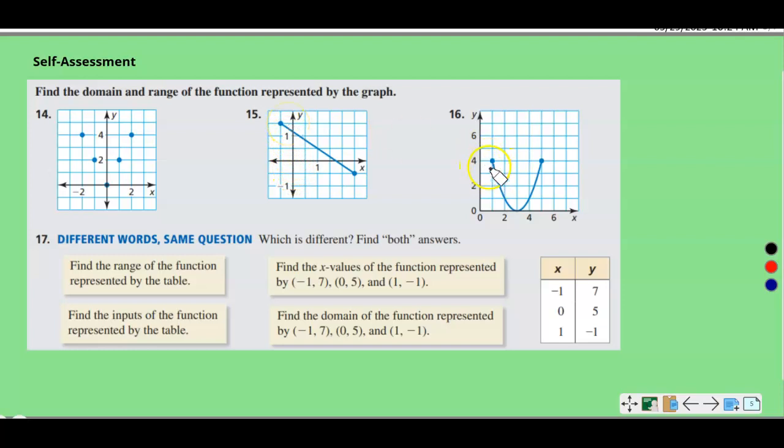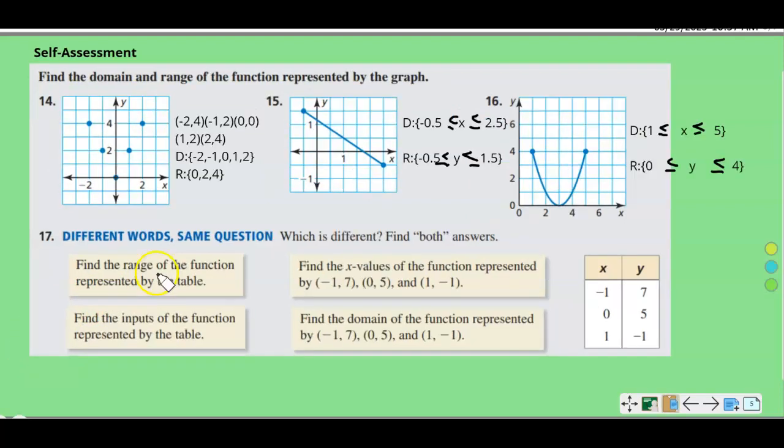And then 16 is also a continuous graph, so it would go from the left to the right, and then from the lowest point to the highest point to find your range. And then see if you can answer number 17. Once you do that, come back and we will look at these together.